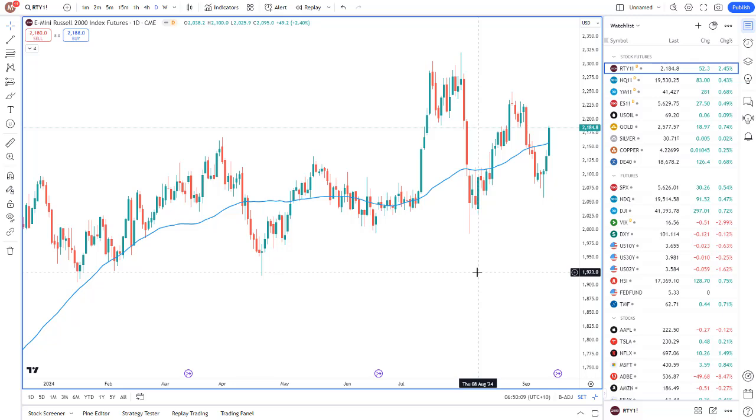The small caps, Russell 2000, is starting to get a lot of buying power through here. So it could be something pretty big there, guys. It's one of the reasons why I've always focused on Russell. But I want to go back to here.